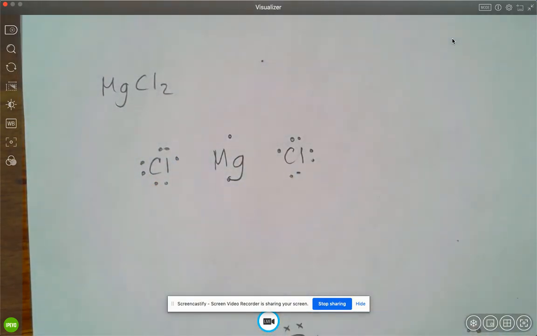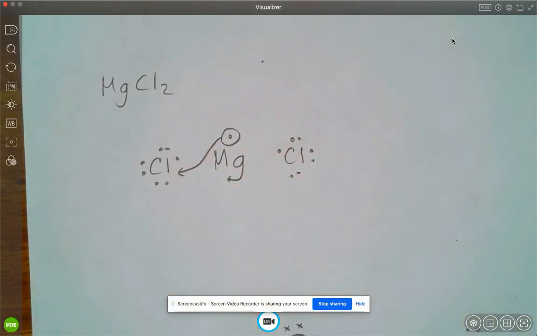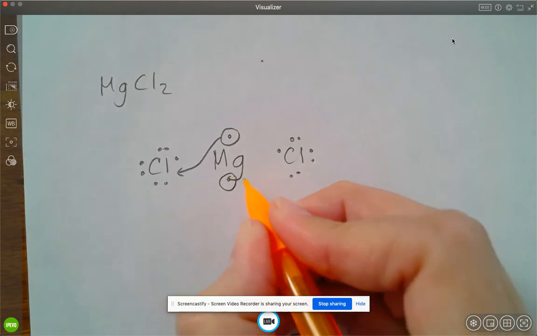Okay, so each of the Cls, each of the chlorines has 7, magnesium has 2. Now, metals, magnesium is an example, they're always going to be the ones to lose electrons to become positively charged ions, which are also called cations. So they will lose their electrons, and the non-metals are going to be the ones to gain the electrons, becoming negatively charged, and they're called anions. And so we can draw this by doing something like that.